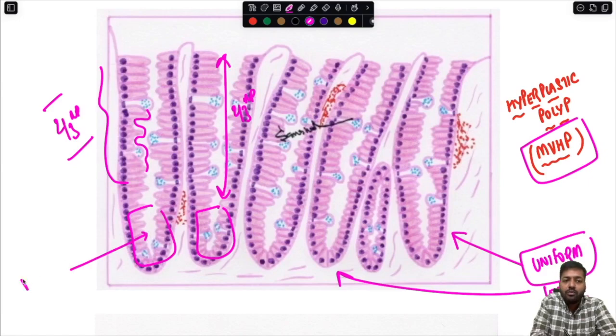The crypts are narrow. So there is a narrow crypt. There is no basal dilatation of crypts. So there are narrow crypts. There is no basal dilatation over here.